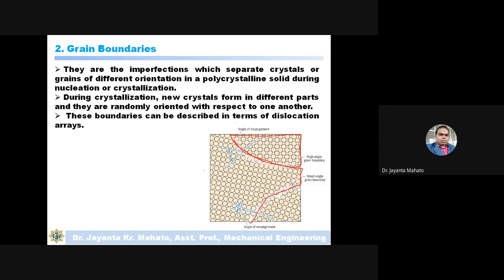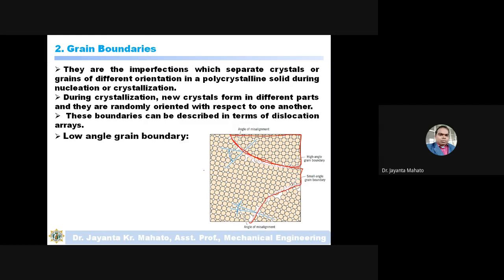Means dislocation defects, means arrays of dislocation defects. There are two types of grain boundary defects. One is low angle grain boundary, another is high angle grain boundary.